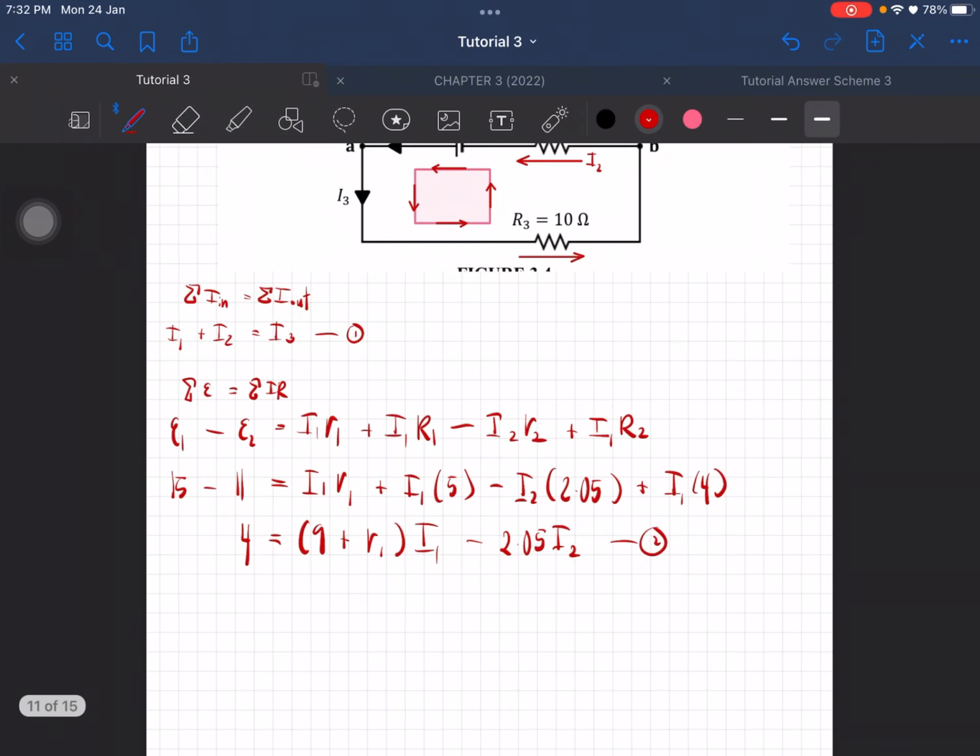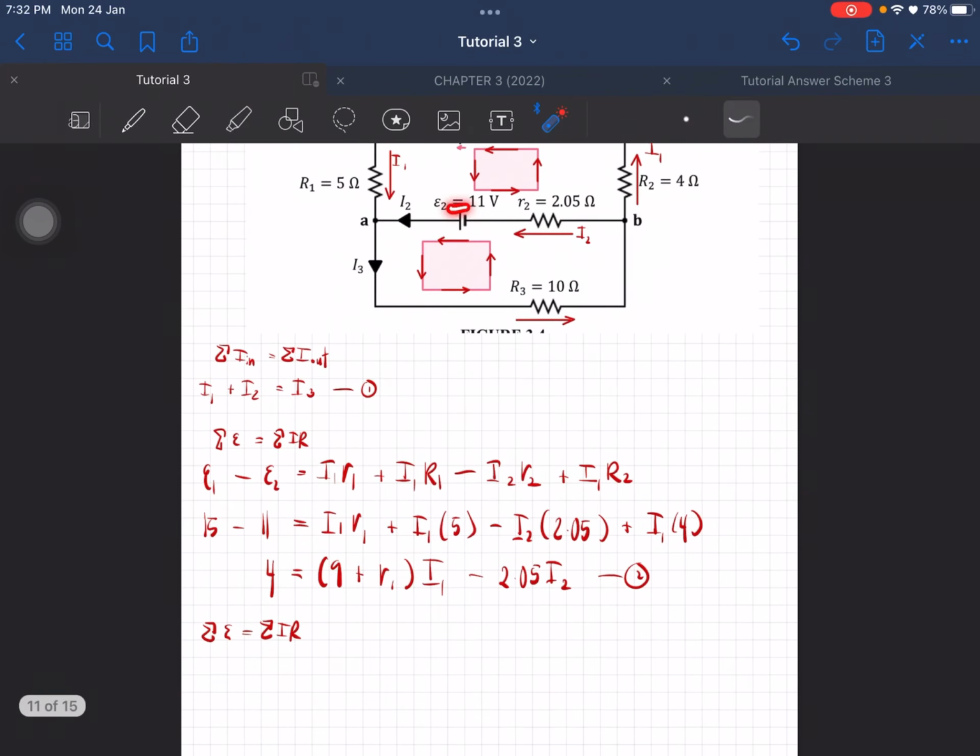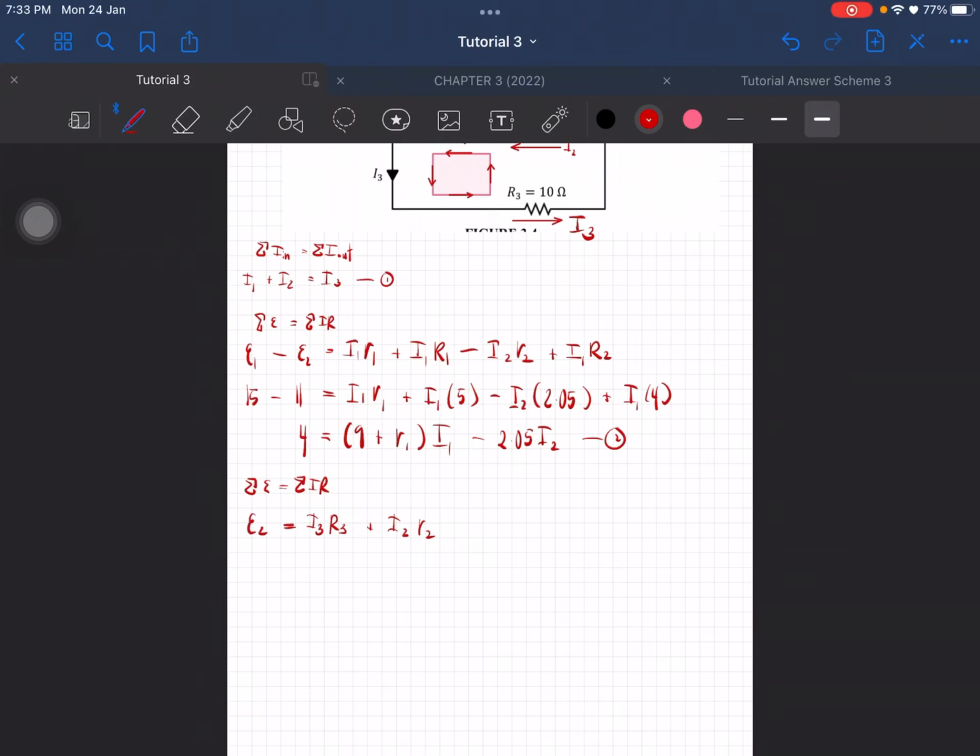Okay, now look at the second loop. This is in the same direction, so this will be positive. There's only one cell, so only one EMF. And then let's look at the one here going here. I forgot to label, this is I3. Okay, so I3 is positive because it follows the direction of the loop, and I2 is also positive because it follows the direction of the loop. So this is equal to 11. So this is going to be equal to 10 I3 plus 2.05 I2.